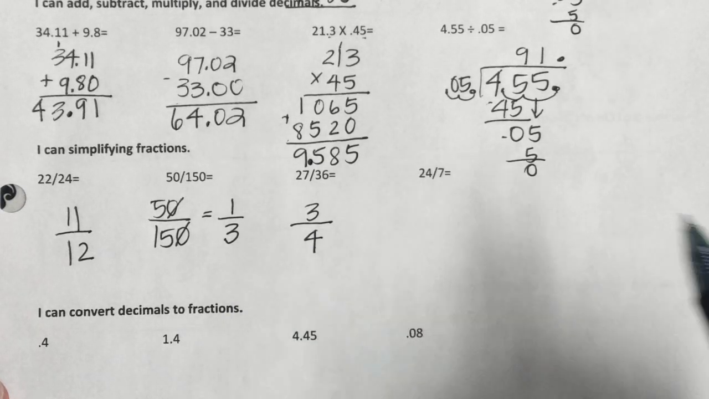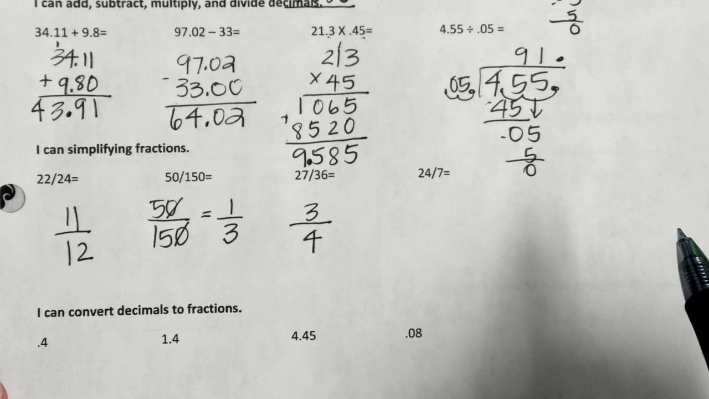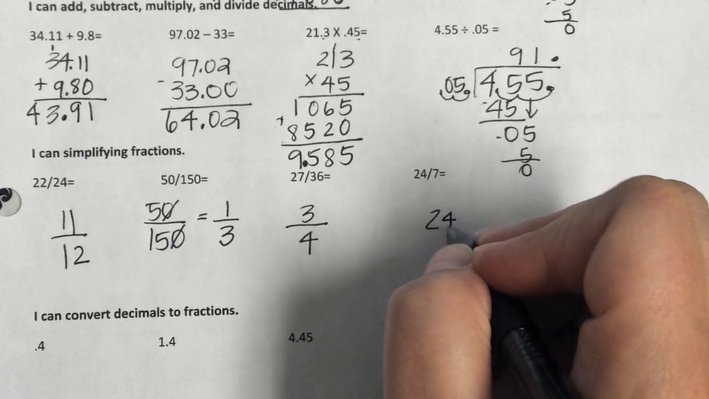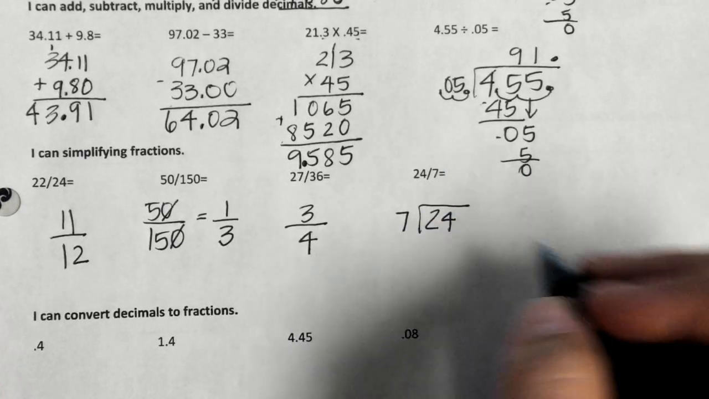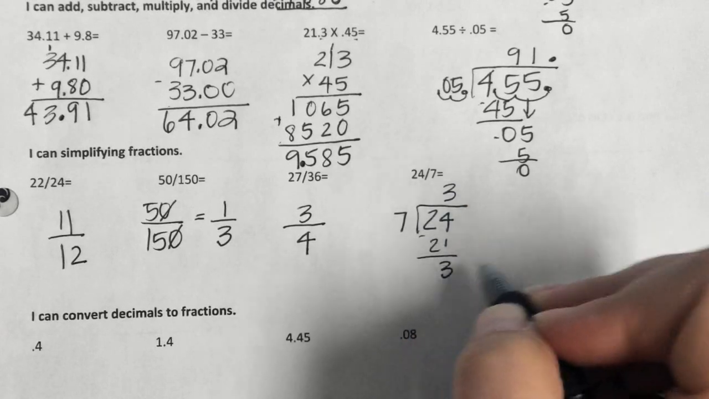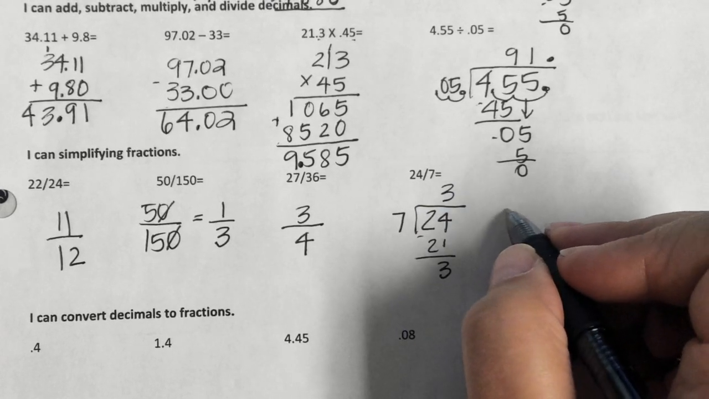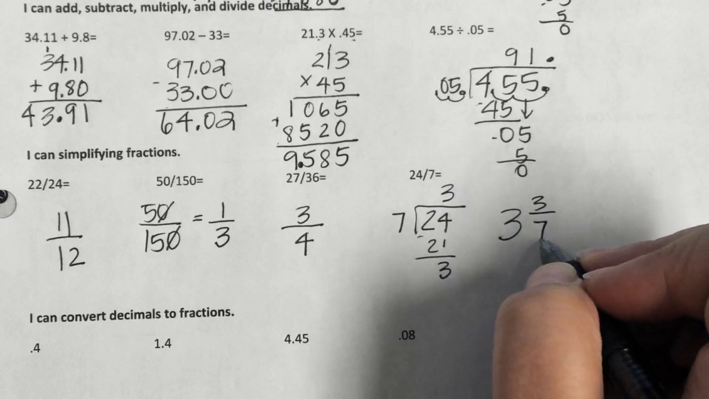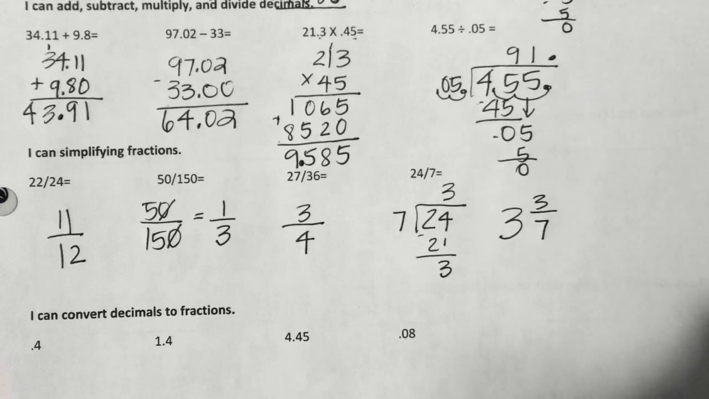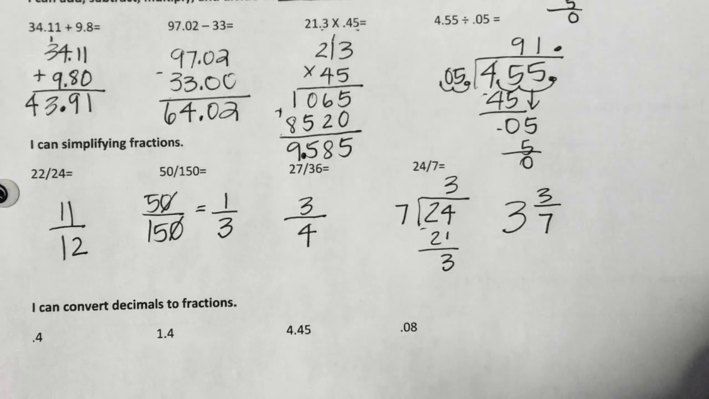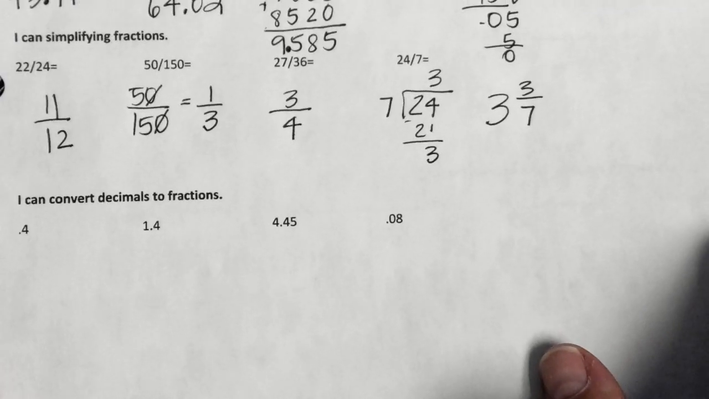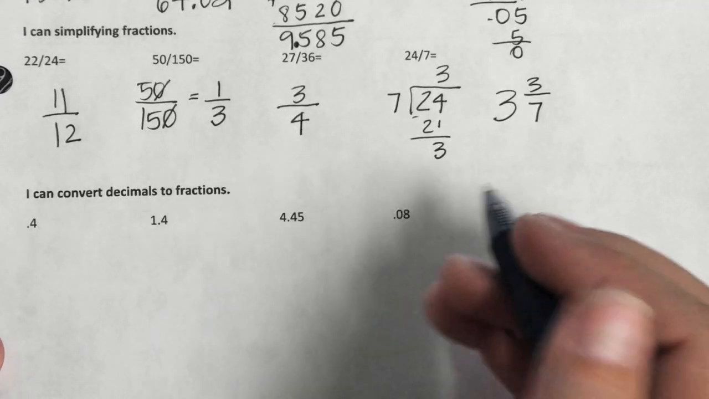Okay. 24/7. Yeah. 24 over 7. That is an improper fraction. I can look at this like I am dividing. 7 will go into 24 3 whole times. 3 left over. So I'll write that as a mixed number as 3 and 3/7. Are we good? Make sure, guys, even on your answers, even if it's like operations with fractions, you do need to simplify, okay? All right, convert decimals to fractions.